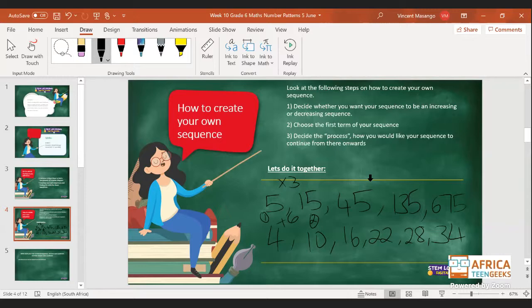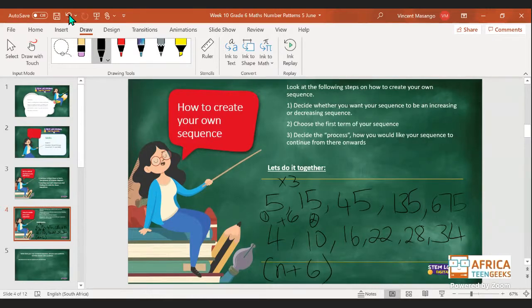All right. Now, what I want to look at is the rule for the second one. Plus 6. How would you then write the rule? What would the rule be? All right, so we would have n, oh no, definitely not 7. That's plus 6.